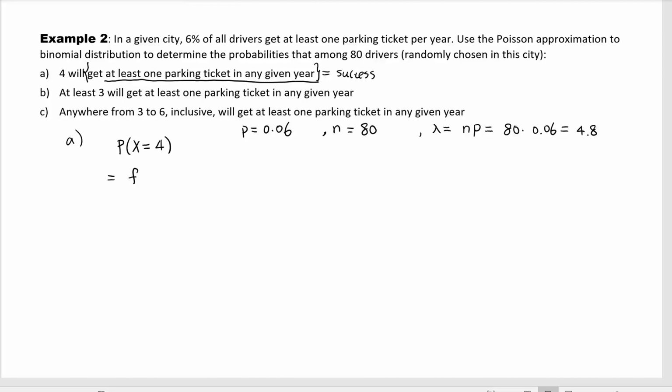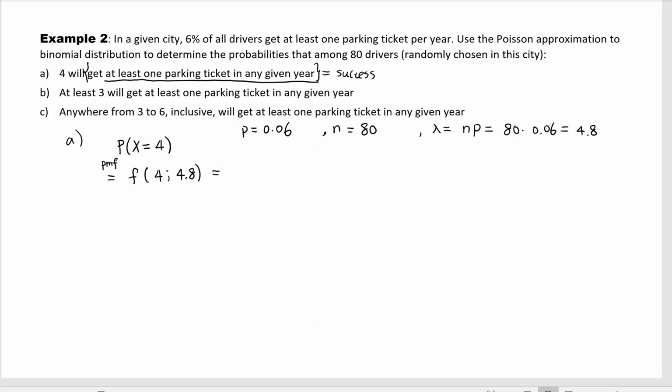Well, that is the PMF of 4, where my lambda is 4.8. Right? So we know there are 2 ways to compute it. Either use the PMF way or use the CDF way. So here I'm going to show you both. Again, it's just like a review.